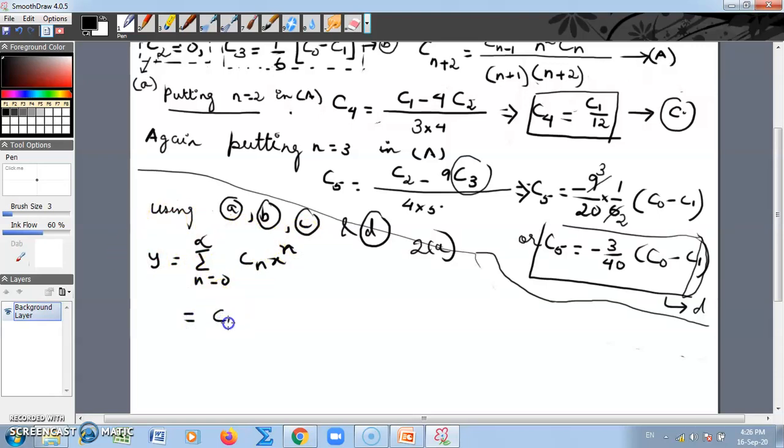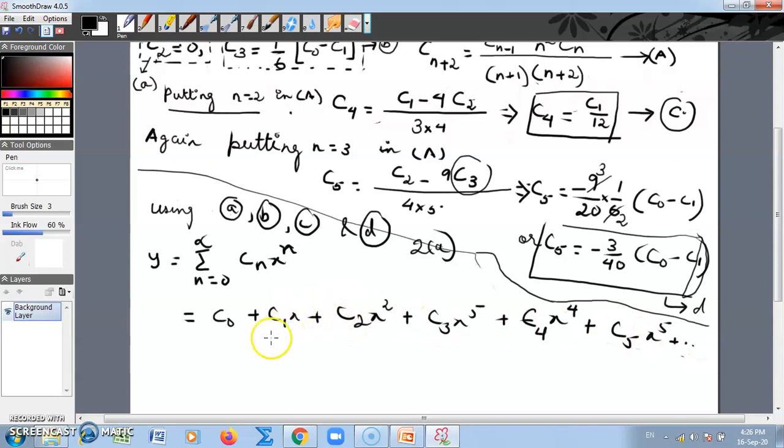I put this is C0 x to the power 0 plus C1 x plus C2 x squared plus C3 x cubed. Let us write till 5 because we have the constants till 5. We could have calculated more but not required. So C4 x to the power 4 plus C5 x to the power 5 plus up to infinity. So here what we do is we put the values like this. C0 will remain as C0, C1 as C1 x.